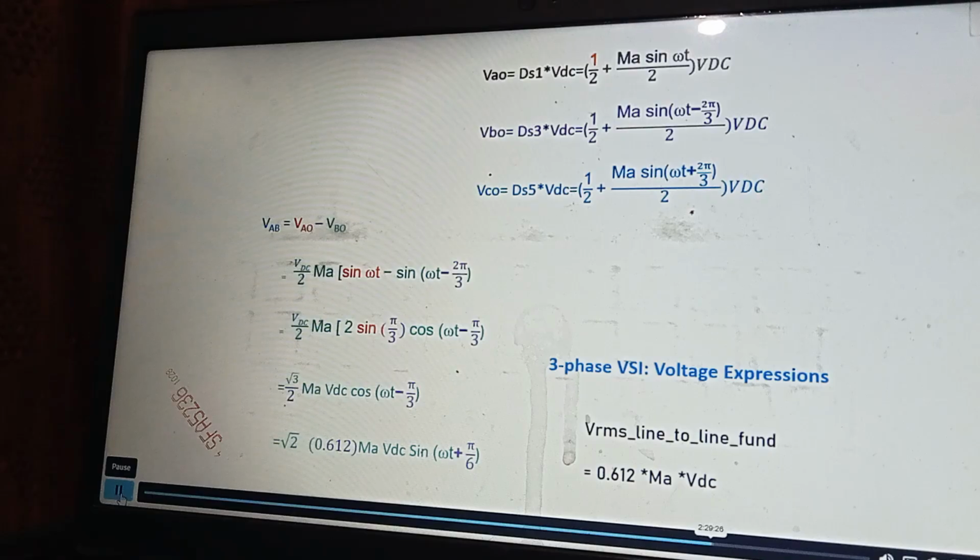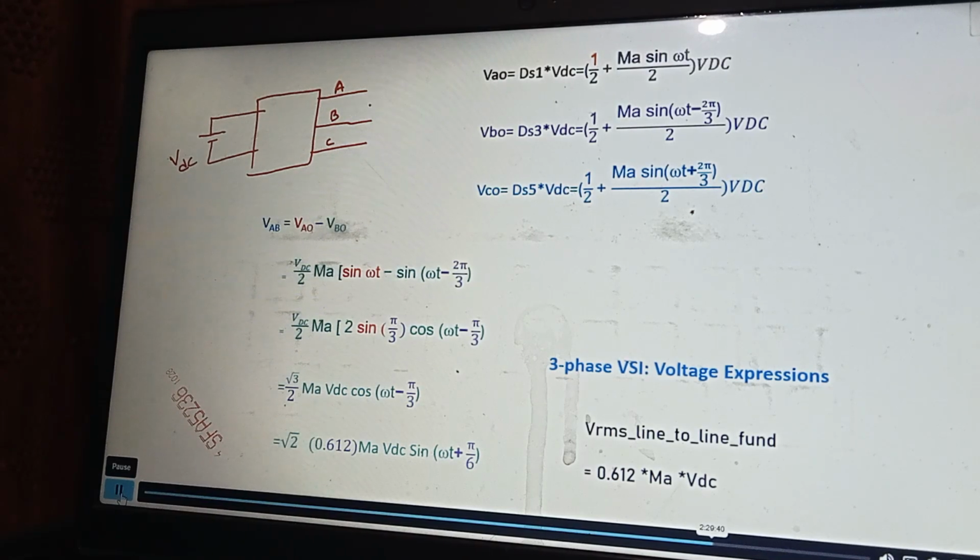Ultimately, in our inverter, we have a DC voltage VDC. We have an output voltage on a total of 3 lines. Let us call them A, B, C. So if I measure voltage between any 2 lines, let's say VAB or VBC, as we know, any voltage is measured between 2 points, right? It is a potential difference.